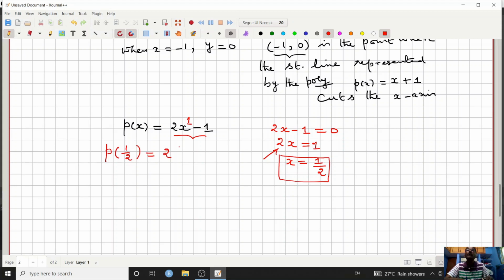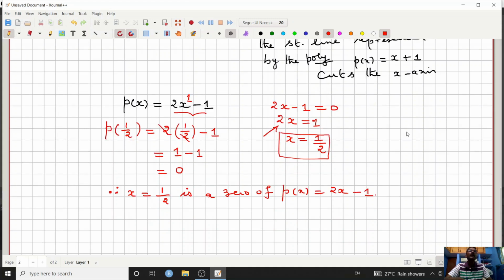I am going to replace x by half here. So here also you replace it by half. You can cancel out these two 2's. So what you will get is 1 minus 1, and that is equal to 0. So therefore you can say that x is equal to 1 by 2 is a zero of the polynomial p of x, that is equal to 2x minus 1. Okay. So this is the zero of the polynomial.